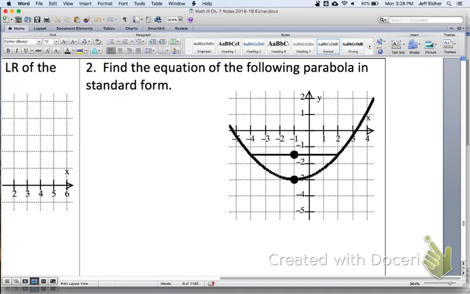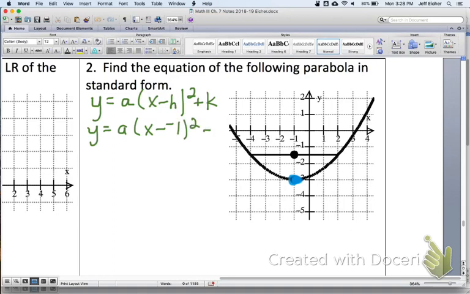Alright, on this question you're asked, find the equation of the following parabola in standard form. We'll write it in this form. It's a parabola opening up, so it's a regular y equals a times x minus h squared plus k. The vertex is probably the best place to start. The vertex here is at -1, -3, so we can immediately put in y equals a times x minus a -1 squared minus 3. All we need now is the a value, and we have the equation.